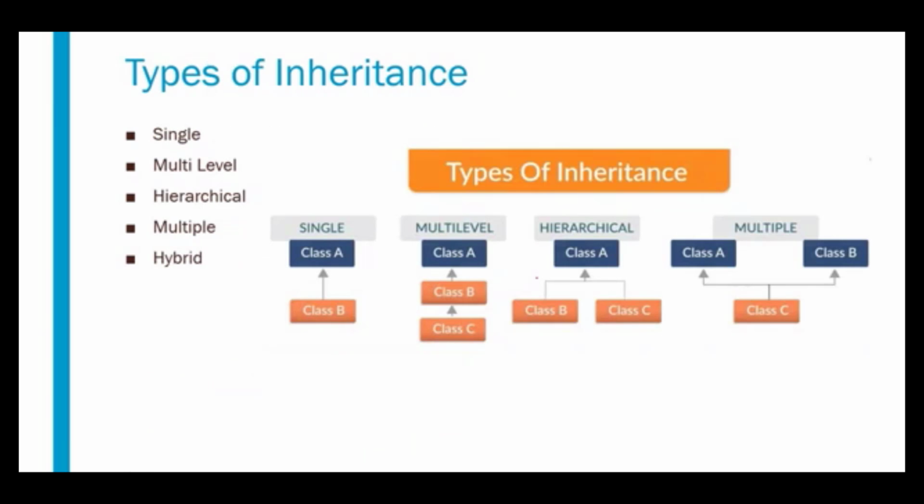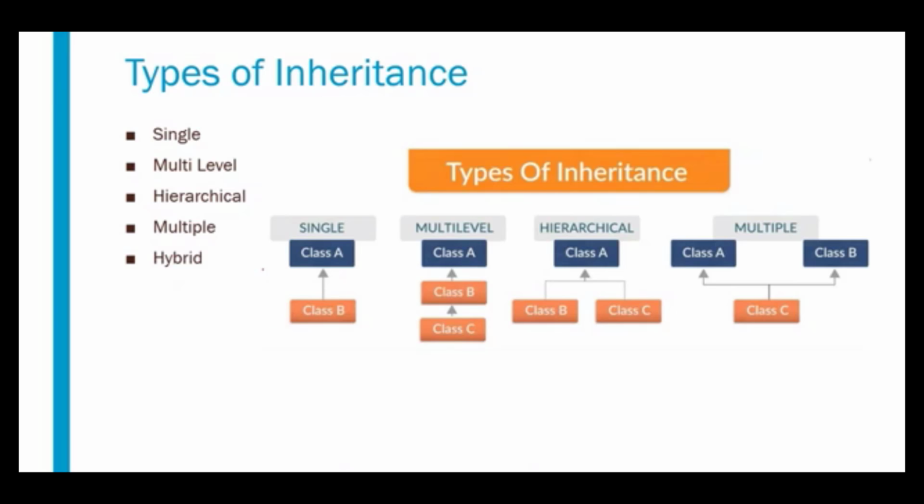Now let us see what the different types of inheritance are. There are 5 types of inheritance: single inheritance, multi-level inheritance, hierarchical inheritance, multiple inheritance, and hybrid inheritance. Hybrid inheritance is basically a combination of hierarchical plus multiple. Okay, now let us discuss one by one.